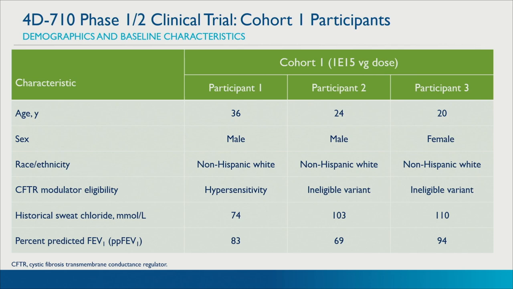So the characteristics of the first three participants, their age range was 24 to 36. Two of them were male. All of them were non-Hispanic white. In terms of their CFTR modulator eligibility, two were variant ineligible, one was intolerant. Their sweat chlorides were between 74 and 110, and they had mild to moderate CF lung disease with ppFEV1s of 69 to 94.